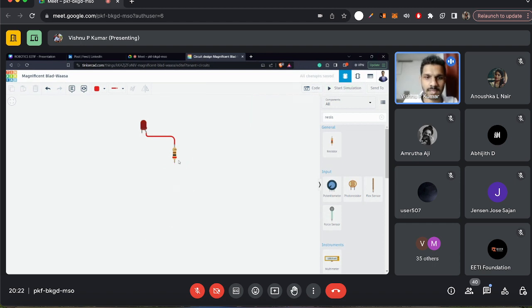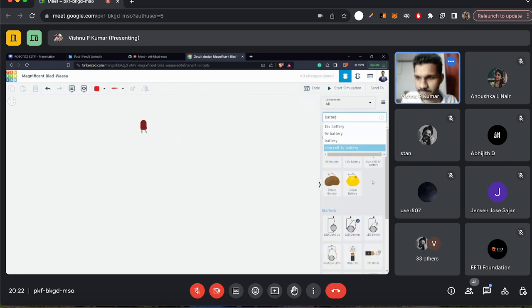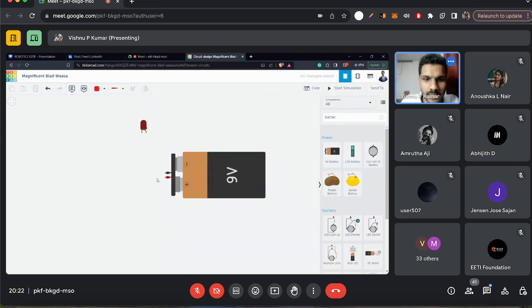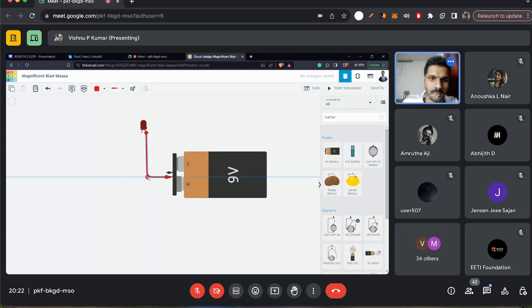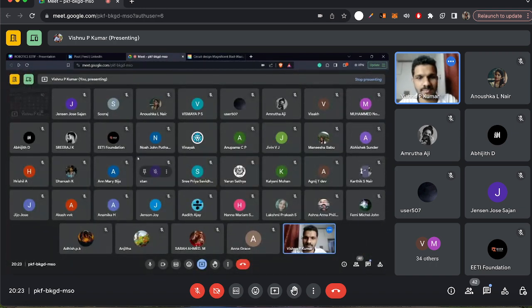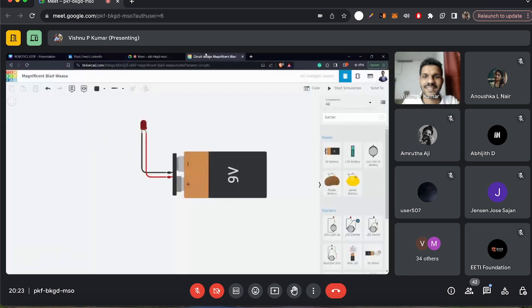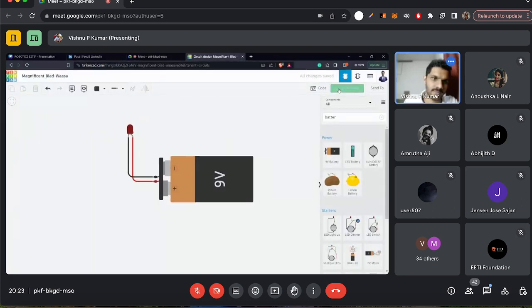I'm going to delete this battery first, and take another battery, this 9-volt battery. I'm connecting the positive one to the anode and the negative one to the cathode. In a real-life scenario, what will happen if we connect it like this? Anyone know? The bulb dies. Yeah, let's try the circuit.